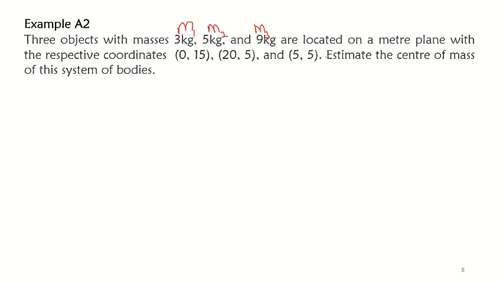And these 3 masses are located on a meter plane with respective coordinates. The respective coordinates show that this coordinate belongs to the first mass, then the next one to the second mass, and the last coordinate to the third mass. Likewise, for each of the coordinates, when you have 2 values, the first is x and the second is y.